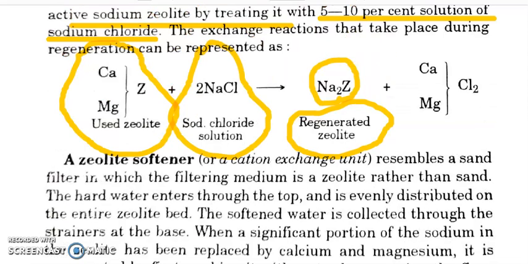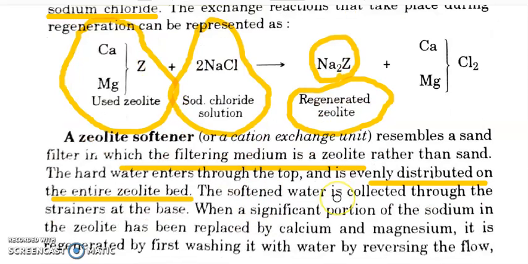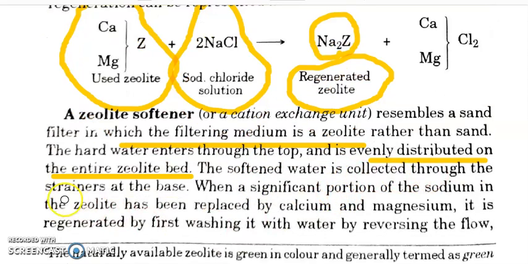The zeolite softener or the cation exchange unit resembles a sand filter in which the filtering media here is zeolite instead of sand. Now the hard water enters through the top and it is evenly distributed on the entire zeolite bed. Just like the filter bed, you have a zeolite bed. So hard water is allowed to pass through the zeolite bed, and the soft water is collected through the strainers at the base, right?